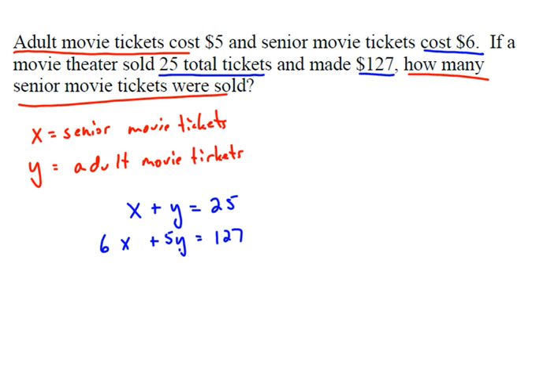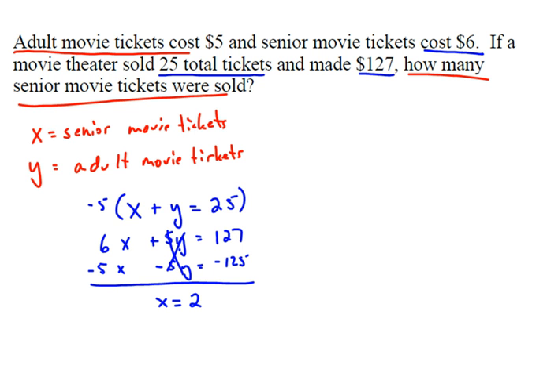So in doing this, I usually use the elimination method to solve a system of equations like this. There's a very easy way to do it, and that is just to multiply the first equation by -5. That gives me negative 5x minus 5y equals negative 125. When I add these two equations together, the y goes away, and I'm left with x equals 2. So the number of senior movie tickets sold is 2. The number of adult tickets sold, well, you just plug in 2 for x and solve for y, and you get 23. So the correct answer to this problem is 2 senior movie tickets.